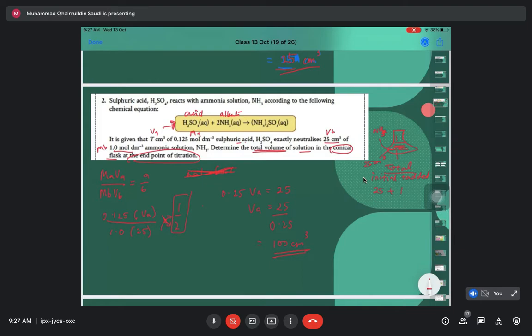So now total: 25 from the ammonia plus 100 from the acid. So 125 centimeter cube. Okay? Do you agree with me? Yes. Okay, good. Everyone got the same answer. Yes, teacher. Same. Okay, good.